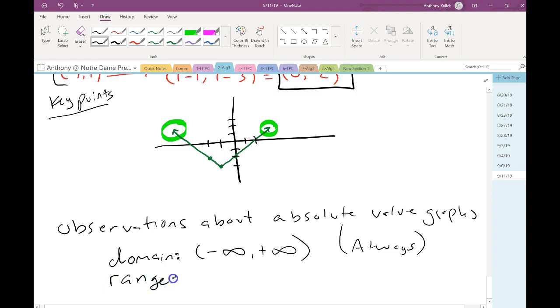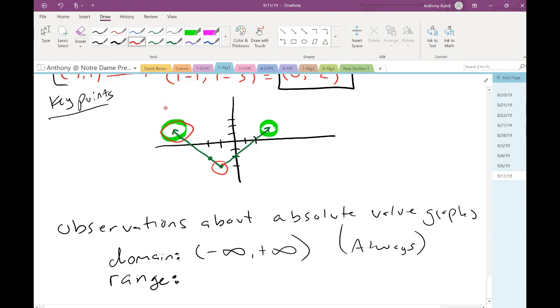Let's talk about the range here. Is the range always going to be the same? Definitely not, right? So remember, the range is like the lowest point to the highest point. If I look at this graph here, is there a lowest point on this graph? Yes. Is there a highest point on this graph?